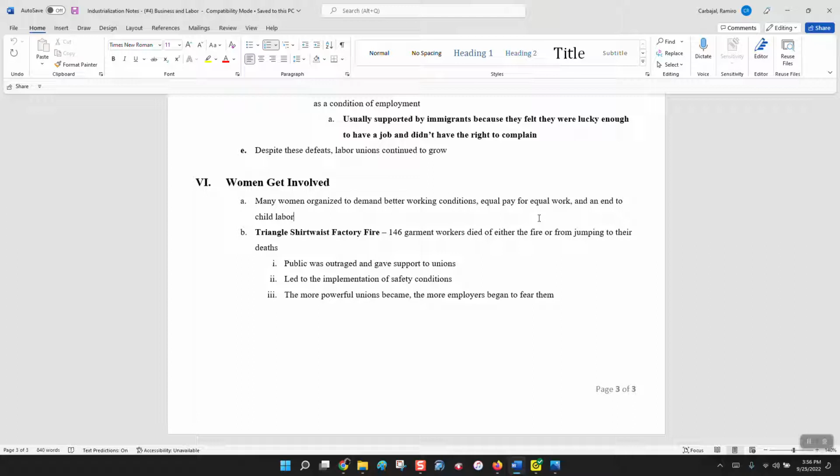Now, there is also going to be some really negative things that happen, and one of them is the Triangle Shirtwaist Factory fire. 146 different workers are going to die either from the fire or from jumping to their deaths from the building. And this is the building itself right here.